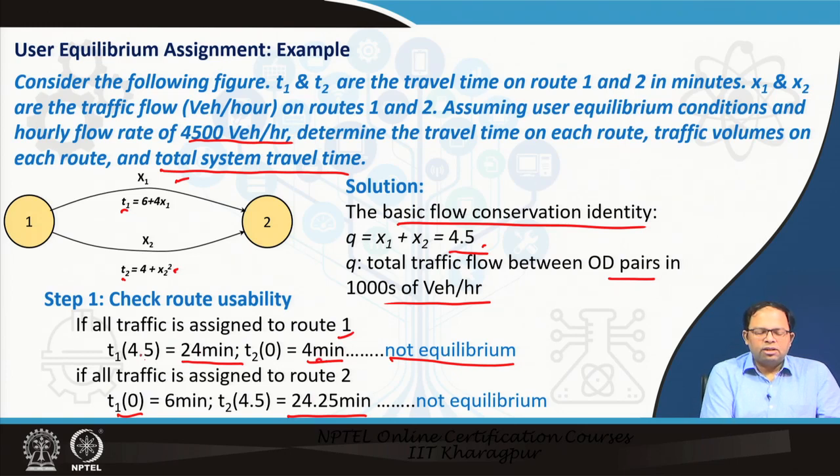We are assigning everything to this one. So this particular link x1, that's why the travel time is increasing, whereas the other is small, which actually means this would have been chosen. So in this way, if I see, that means equilibrium is not yet possible.